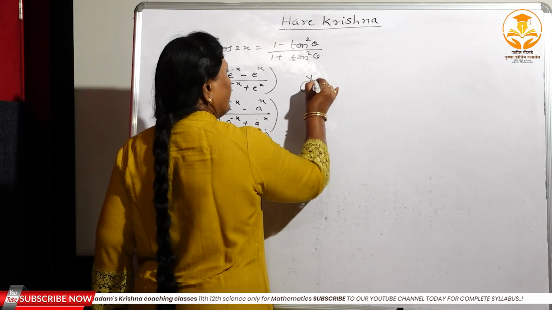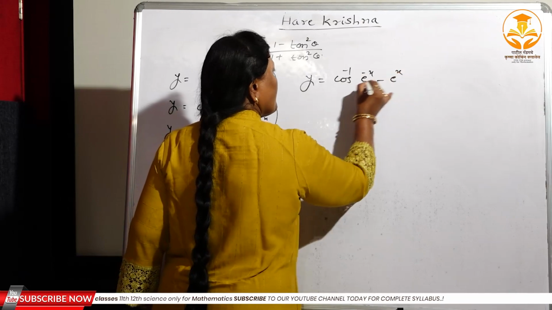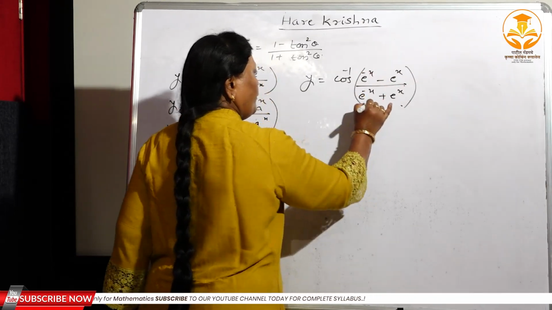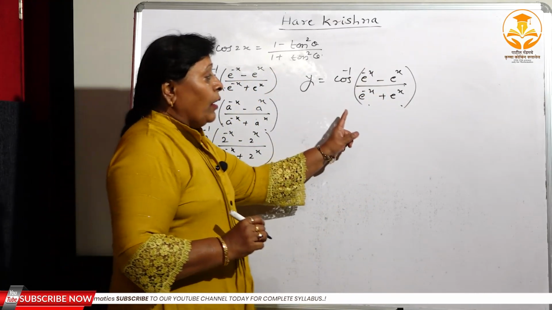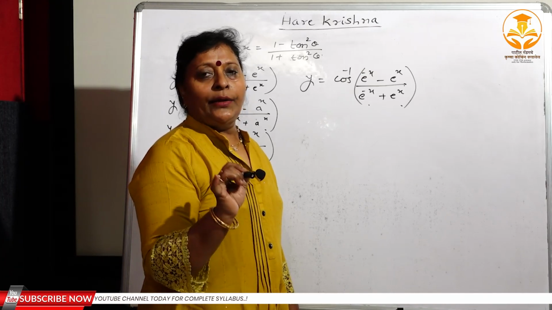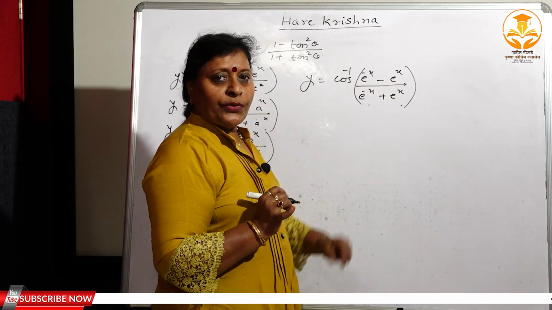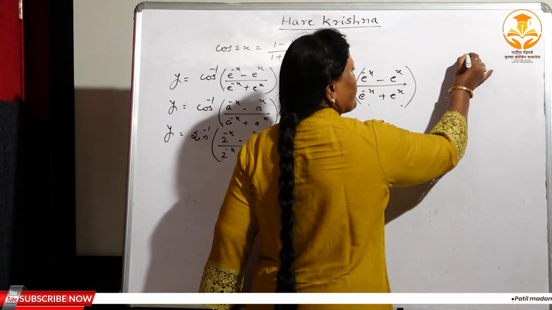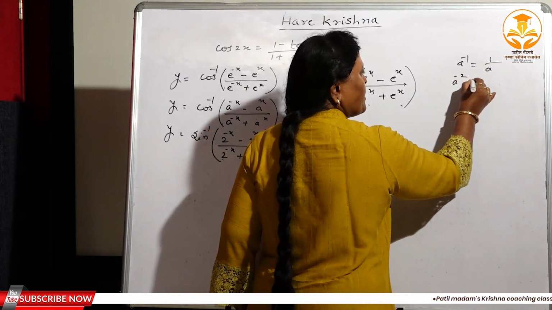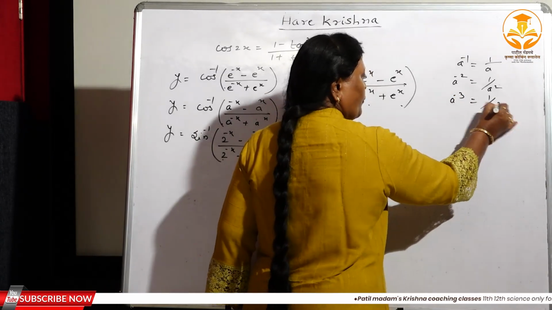Suppose I consider the one, cos inverse of (e raised to minus x minus e raised to x) divided by (e raised to minus x plus e raised to x). How will you decide? First, you have to convert the negative index into positive. If a raised to minus 1, how will you convert it to the positive form? Taking it in the denominator. A to the power minus 2 you can write as 1 upon a square. A to the power minus 3 you can write as 1 upon a cube.